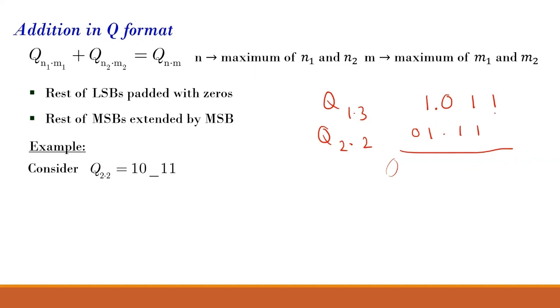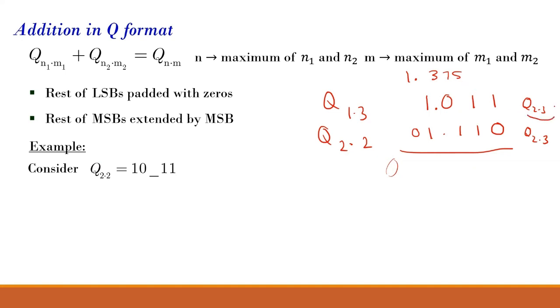So what we will do is pad the LSB with 0 for this, so it will become Q2.3. Now we want to make this Q1.3 to be Q2.3. If we convert Q2.2 to Q2.3, we just add a 0 at the end, and because we are just adding a 0 at the end, it is not changing the value. Now let us see the value of Q1.3. This one has a value of 1.375.